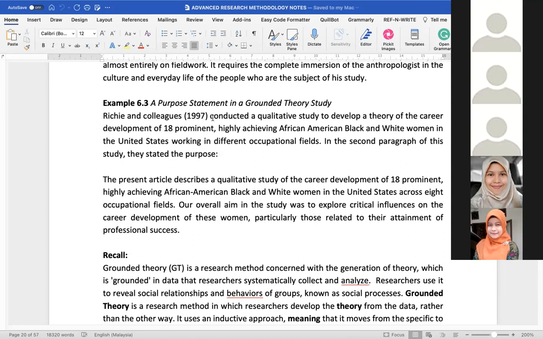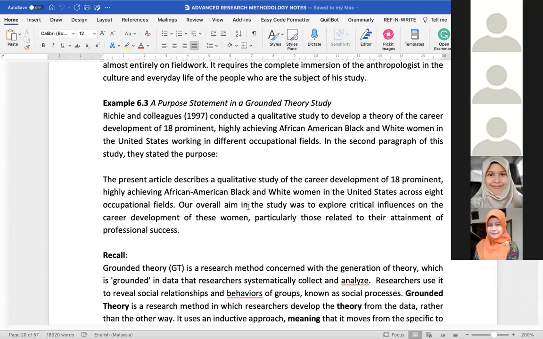Ritchie and colleagues, 1997, conducted a qualitative study to develop a theory of the career development of 18 prominent, highly achieving African American, Black and white women in the United States working in different occupational fields. In the second paragraph of the study, they stated the purpose. The present article describes a qualitative study of the career development of 18 prominent, highly achieving African American, Black and white women in the United States across 18 occupational fields.